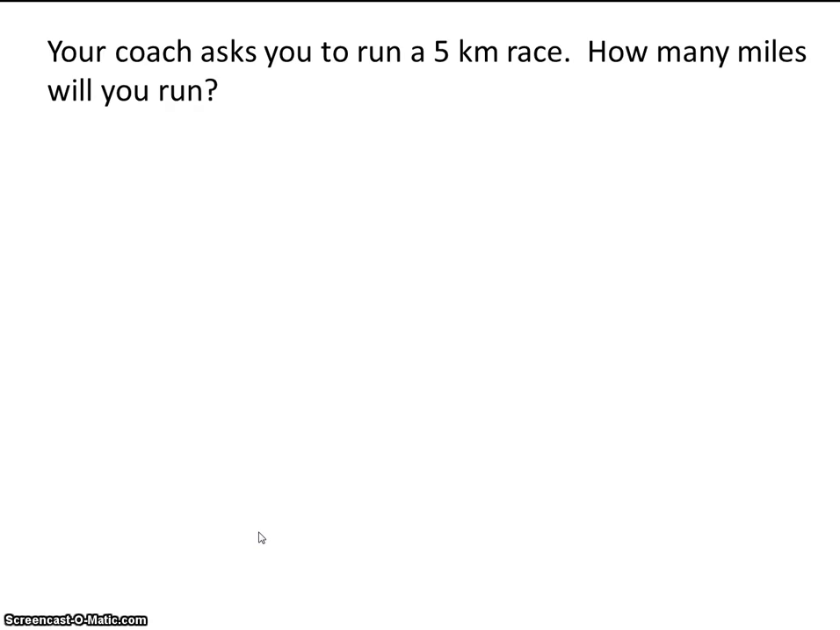Okay, let's do an example problem. Your coach asks you to run a 5K race. How many miles will you run? Well, some of you have run a 5K before. That's 5 kilometers. That's our given. The first step is always to write your given. And now we need a conversion factor. So the conversion factor will, of course, be between miles and kilometers.